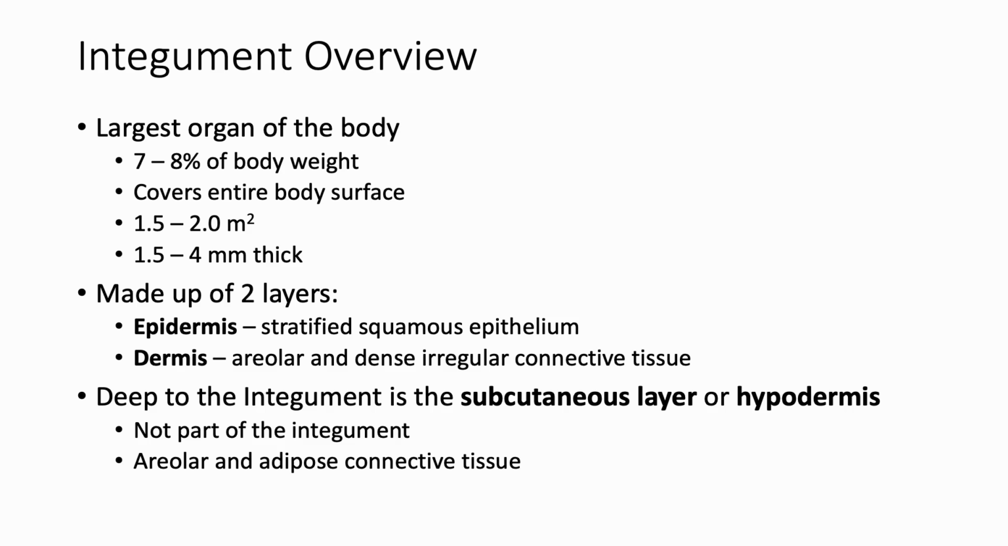Now those 2 layers make up what we call the integument. Now deep to that is something called the subcutaneous layer, or the hypodermis. Now, it is important because it's going to then bind the integument to underlying tissues, but it's not itself part of the integument. The subcutaneous layer, or also called the hypodermis, is made up of connective tissue. So it's made of adipose. Remember, that's fat, right? Adipose connective tissue and loose areolar connective tissue.